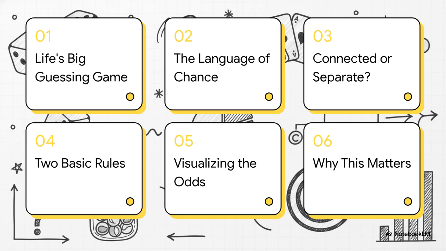So here's what we're going to cover. First, we'll talk about why we even have to guess in the first place. Then, we'll learn the basic language of chance. After that, we'll figure out how events relate to each other, cover 2 super important rules, learn how to visualize the odds, and finally, wrap it all up by talking about why this stuff really matters in your day-to-day life.